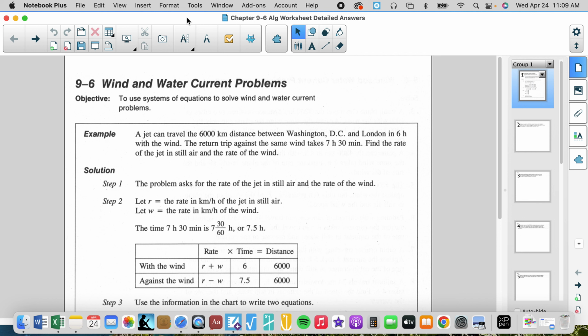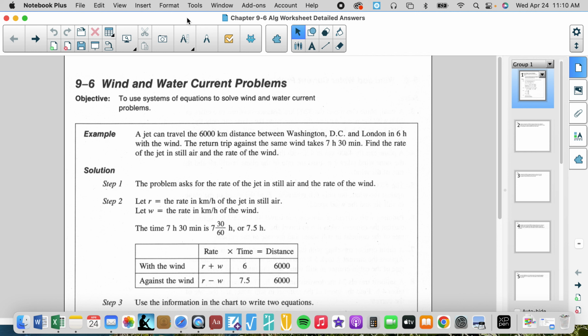We tackle it, we struggle with it, we find out where we're making the mistakes, we try to find some form of pattern, because there will be a pattern to these problems. You just need to get experience finding those patterns and then applying them to these wind and water current problems.